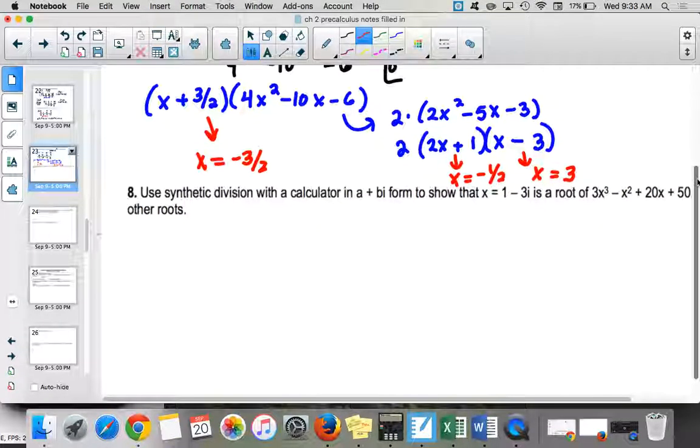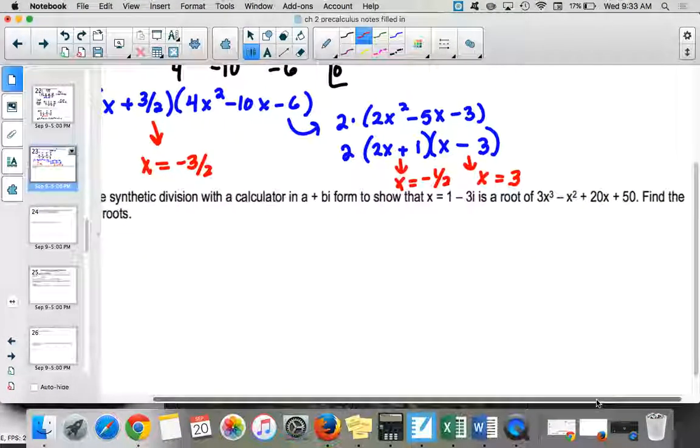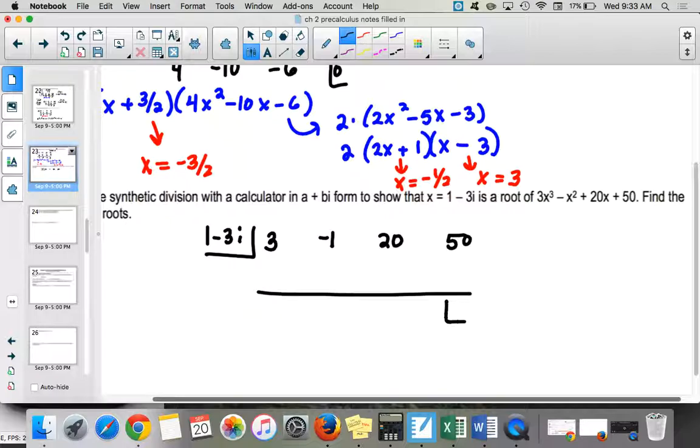All right, so we got it in a plus bi form, and we're showing that we have a root of 3x cubed minus 1x squared plus 20x plus 50. So if we're showing something's a root, at the very end we want to get a 0, right?